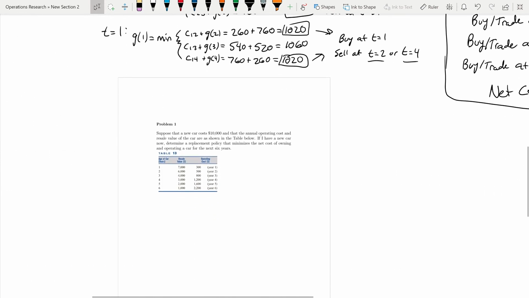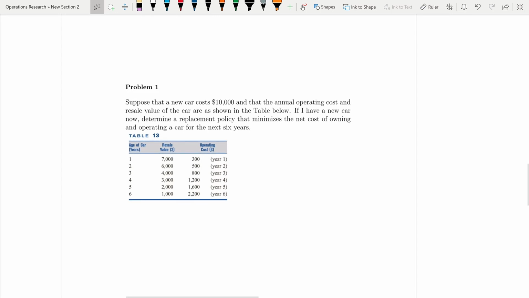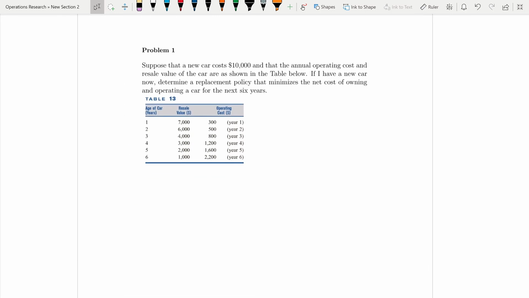So now moving on to the problem down here, we have a new car that costs $10,000, and the annual operating cost and resale value of the car are shown in the table below. If we have a new car, determine the replacement policy that minimizes the net cost of owning and operating this car for the next 6 years. So here we're going for 6 years, so we're going to go from T0 all the way out to T6.